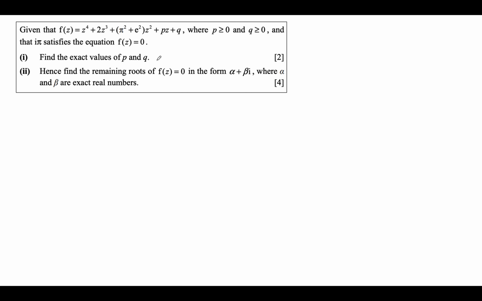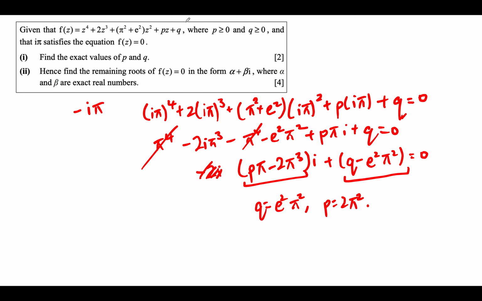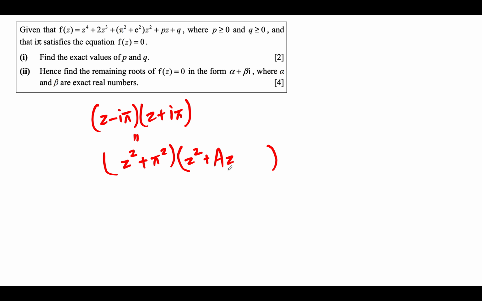Okay, so we know that one of the factors is z minus i pi, since i pi is a root, and z plus i pi is also a root, right? And this equals z squared plus pi squared. So really our remaining quadratic here is z squared plus az, and then our q here is e squared pi squared, so our constant term comes from here, e squared. Right, and really all we have to do now is compare coefficients.